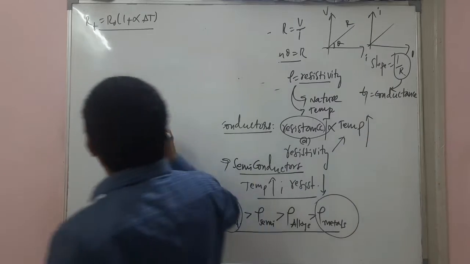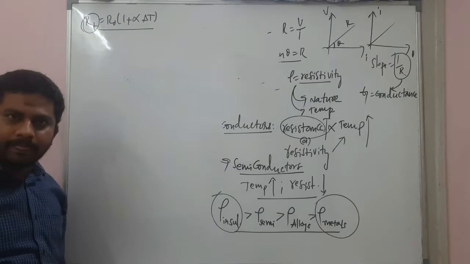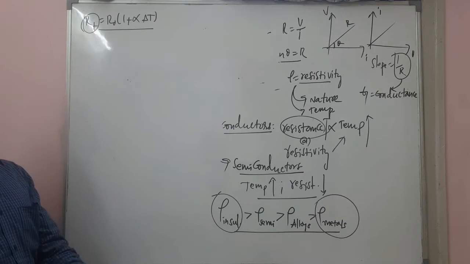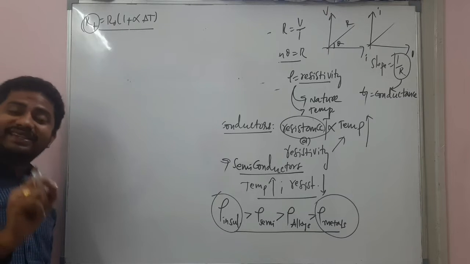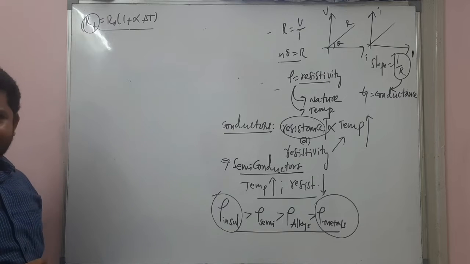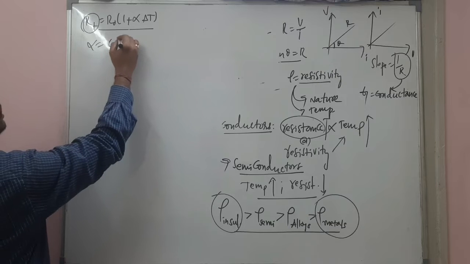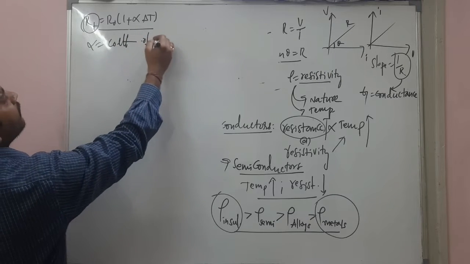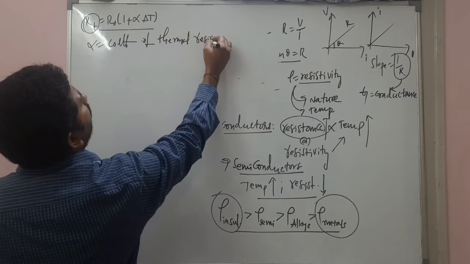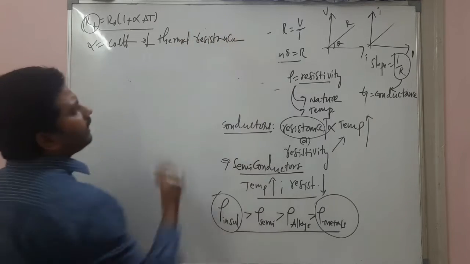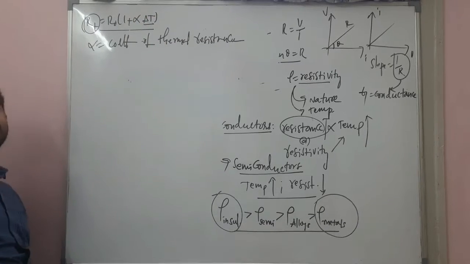Have a look at it. R suffix T means what? Resistance at some particular temperature, resistance at 30 degrees Celsius, for example. And what is R naught here? R naught is resistance at 0 degrees Celsius. And this is 1 plus alpha. This alpha is important. It is coefficient of thermal resistance. So this is alpha, and delta T is the change in temperature.